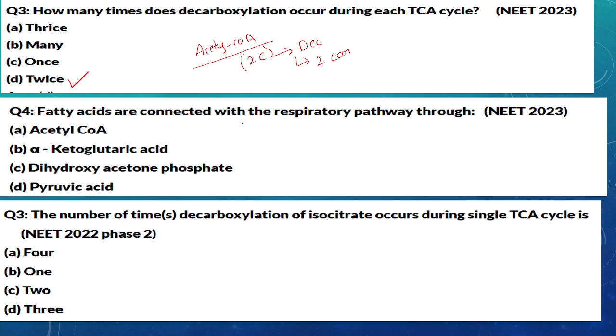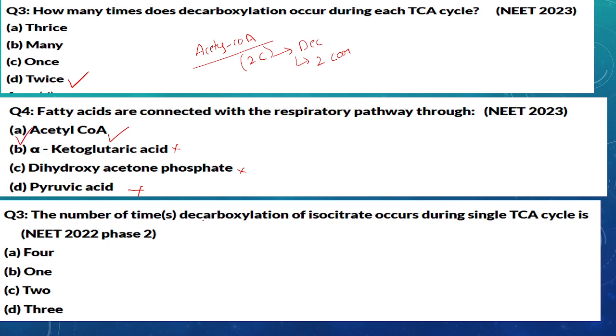Fatty acids are connected with the respiratory pathway through? How are fatty acids connected to the respiratory system? After metabolism of fatty acid, we get acetyl-coenzyme-A. So this acetyl-coenzyme-A connects the respiratory system to fatty acid. There is no involvement of alpha-ketoglutarate, dihydroxyacetone phosphate, pyruvic acid. These are all involved in glycolysis and Krebs cycle. Acetyl-coenzyme-A is the only link between fatty acids and the respiratory system. So option A is correct.